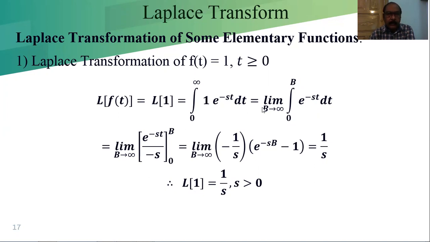So this is the first result we show here, Laplace transformation of 1. That means when the function f(t) is equal to 1, then our result is Laplace transformation of 1 is equal to 1 by s and s greater than 0. Each and every result we have to remember.